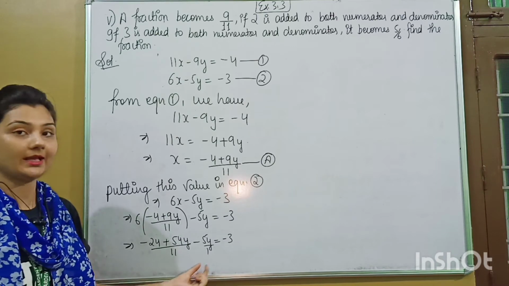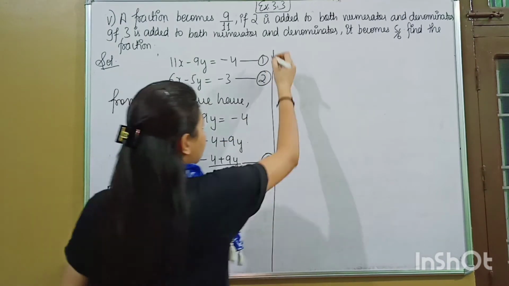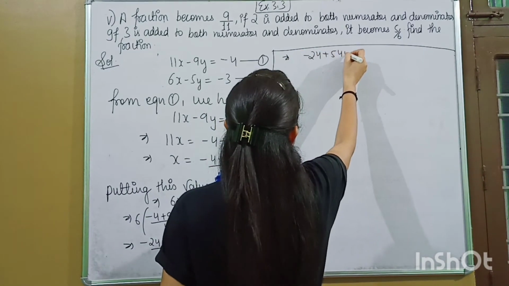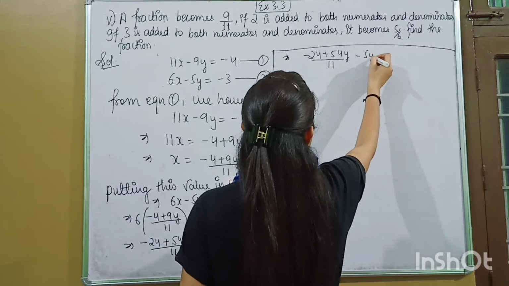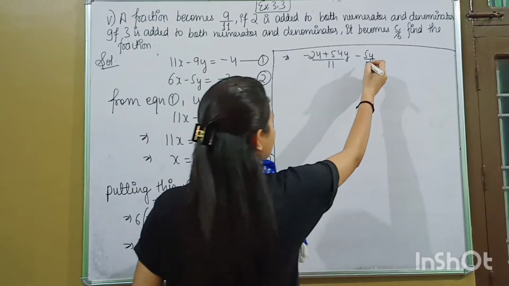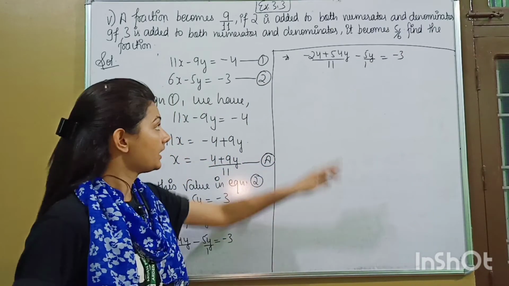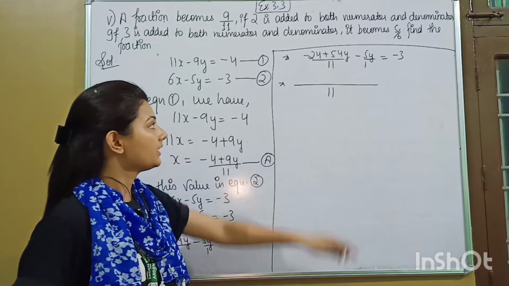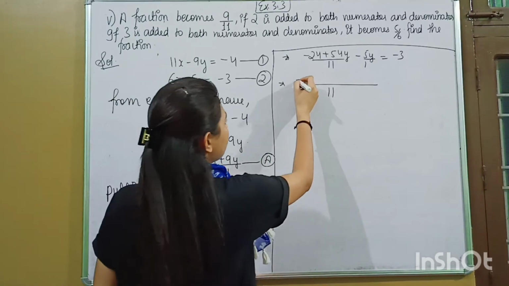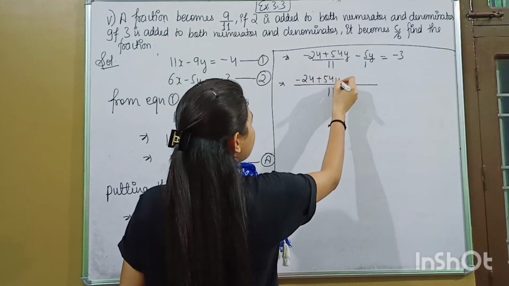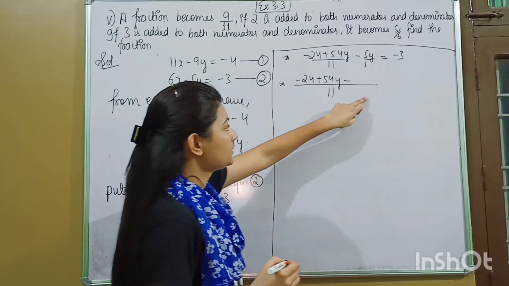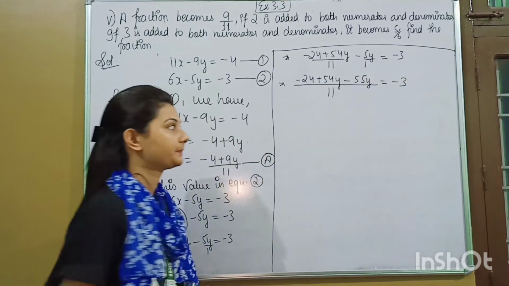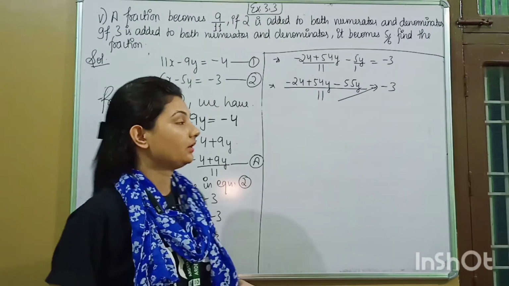So what we will do, we will take LCM. We get minus 24 plus 54y divided by 11 minus 5y, because nothing is there in the denominator, so we will write 1, is equal to minus 3. Now we will take LCM of 11 and 1. So what is the LCM of 11 and 1? It is 11 only. Now as the denominator is the same, the numerator will be written as it is, that is minus 24 plus 54y minus 1 into 11 is 11, so 11 into 5 is 55y is equal to minus 3. So now this 11 again, I cross.